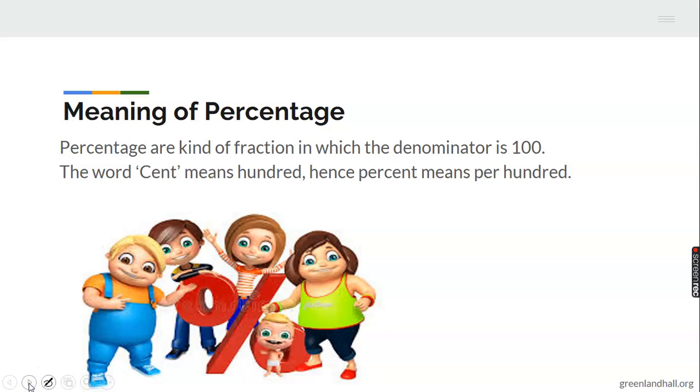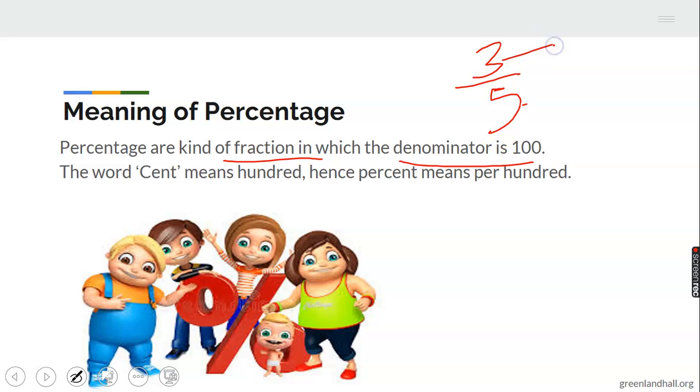Okay, as is usual for us as a practice, we need to define our terms. So what's percentage? What do we mean? Percentage is a kind of fraction in which the denominator is 100. What's the denominator? In a fraction, you know we have two parts. A fraction is a part of a whole. For example, you could have 3 over 5. This is the numerator, this is the denominator. So in percentage, what we are saying here is that the denominator should be 100.